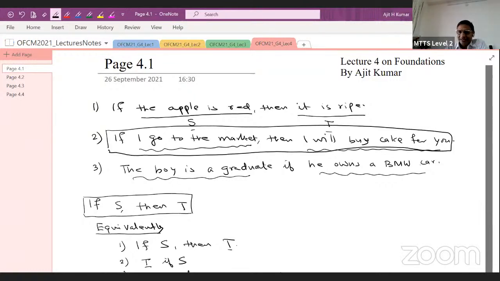No, right? If I don't buy cake for you, can it happen that I have gone to the market? No. So only when this statement is correct... I mean, if this is not correct, it means that if I go to the market but I don't buy cake for you, then this statement is not correct. Is this clear to everybody? Let me clear this previous response. Is this clear to all of you?